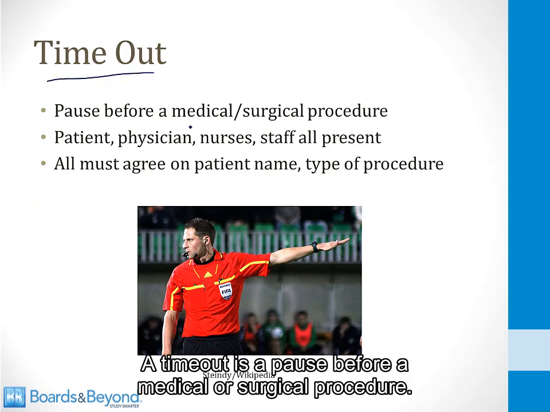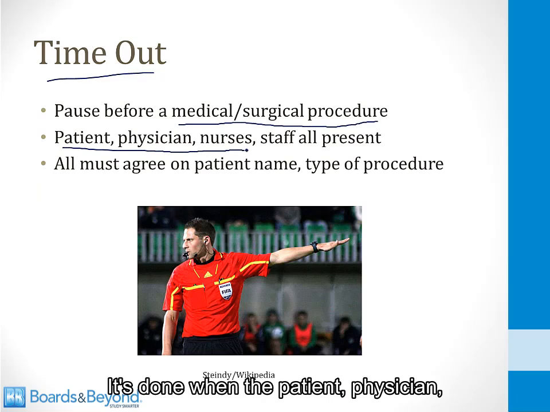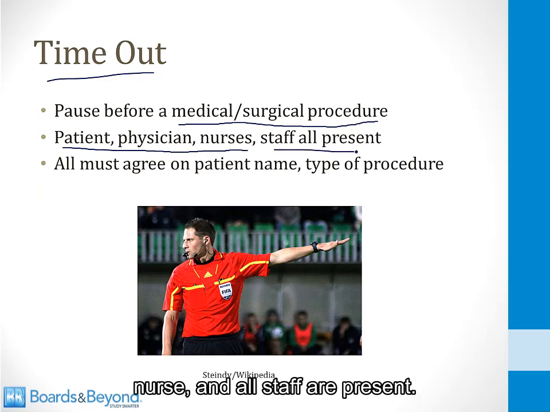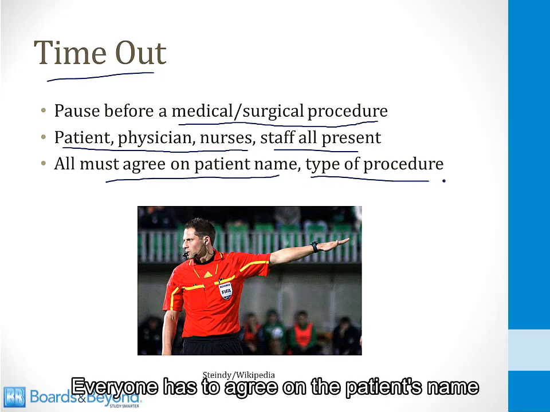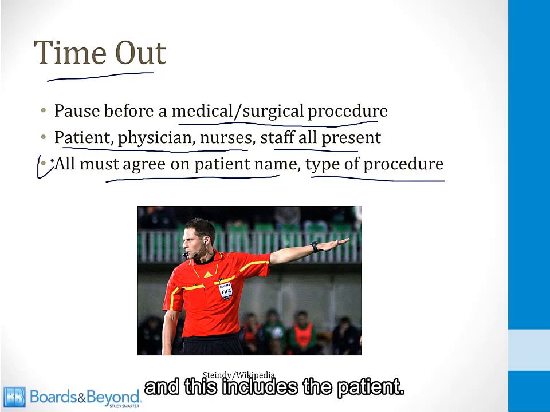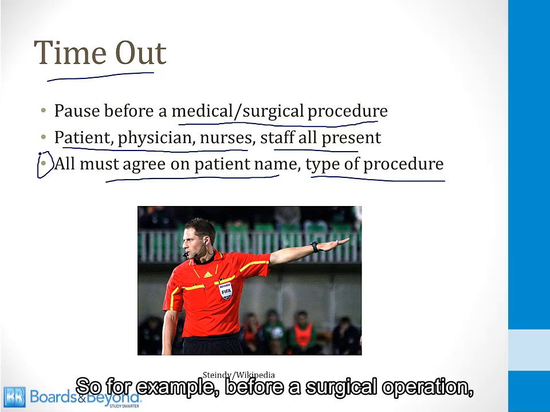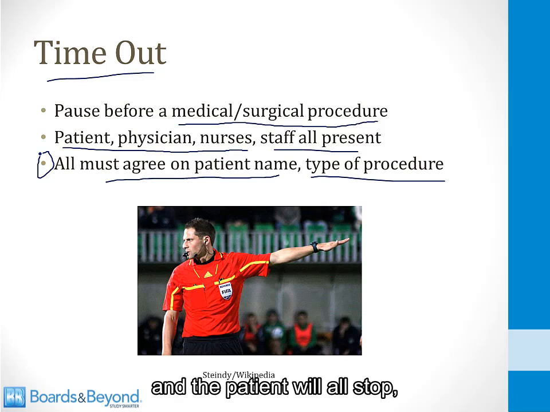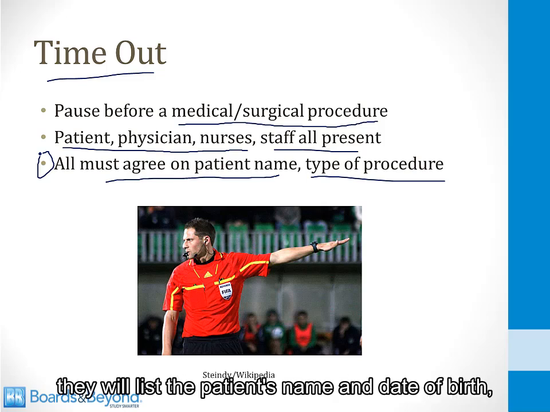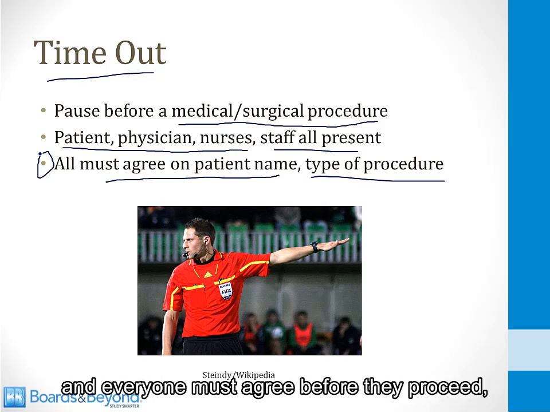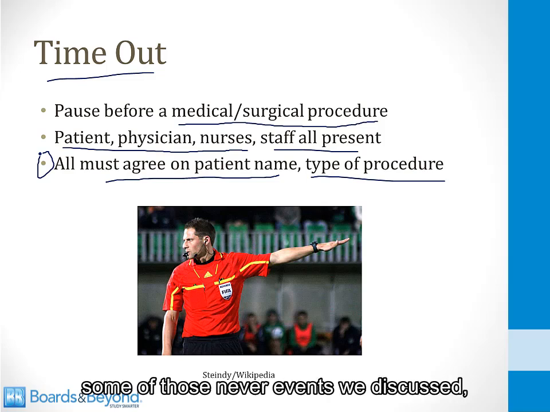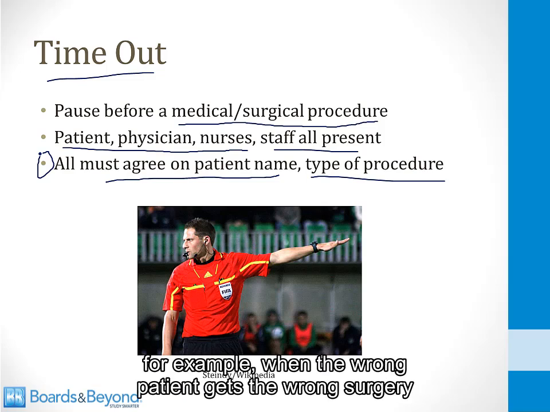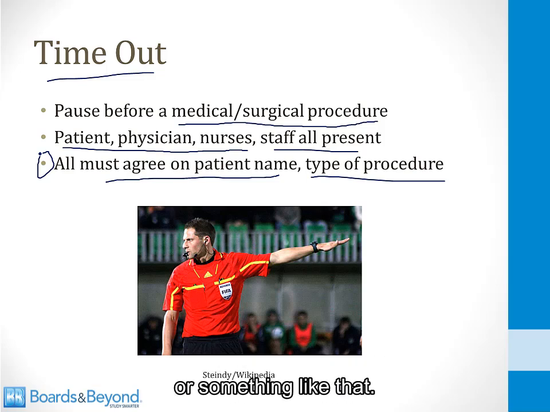A timeout is a pause before a medical or surgical procedure. It's done when the patient, physician, nurse, and all staff are present. Everyone has to agree on the patient's name and the type of procedure, and this includes the patient. So for example, before a surgical operation in the operating room, the surgeon, the staff, and the patient will all stop. They will list the patient's name and date of birth, and they will state the study that must be done, and everyone must agree before they proceed. And this is a way of preventing some of those never events we discussed, for example, when the wrong patient gets the wrong surgery or something like that.